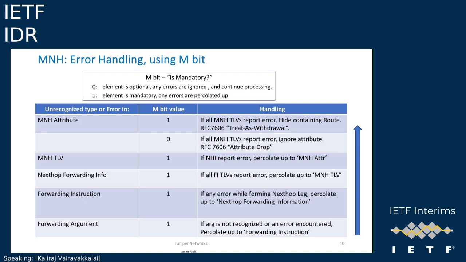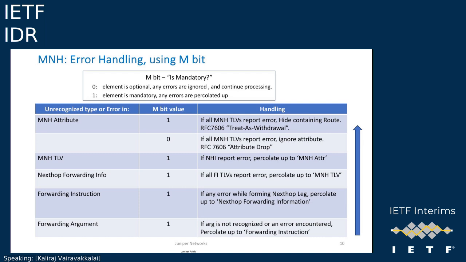And MNH introduces error handling using a bit called the mbit, which is present in each layer, each level. It tells whether the element is mandatory. For example, a forwarding instruction may have some attributes, a set of arguments. Now, a forwarding instruction may not be able to execute completely without a certain argument, so we can set that argument to mandatory. And it may be that this whole MNH instruction is not complete without a forwarding instruction being able to be executed properly. In that case, the forwarding instruction is mandatory. So the mbit says whether that specific element is mandatory or not.